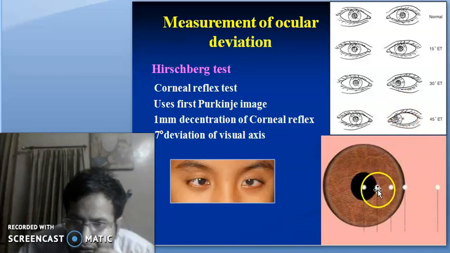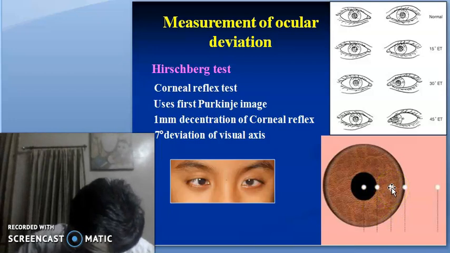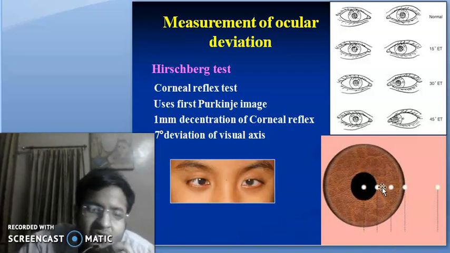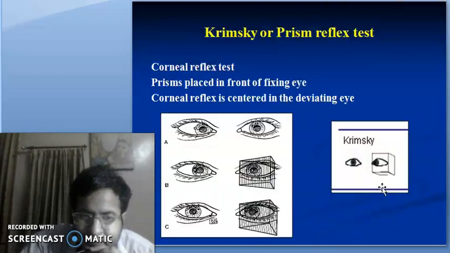So 15 degree, 30 degree, 45 degree, that is 30 prism diopters, 60 prism diopters and 90 prism diopters, because 1 degree is equal to 2 prism diopters.